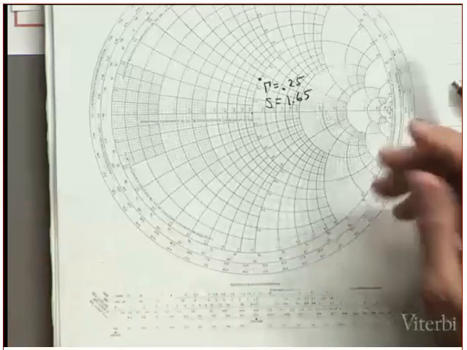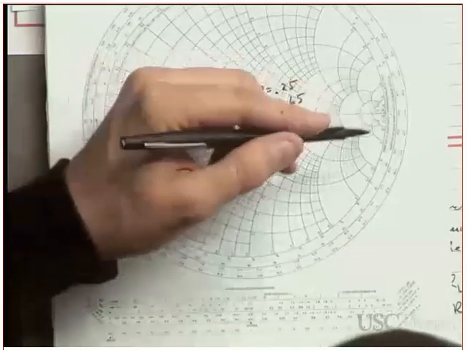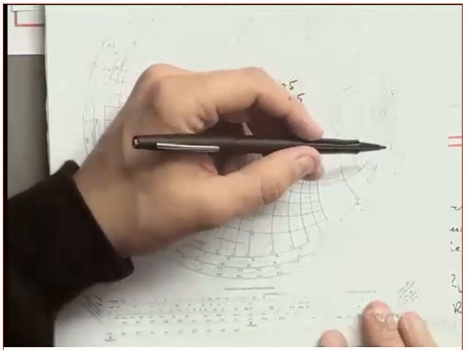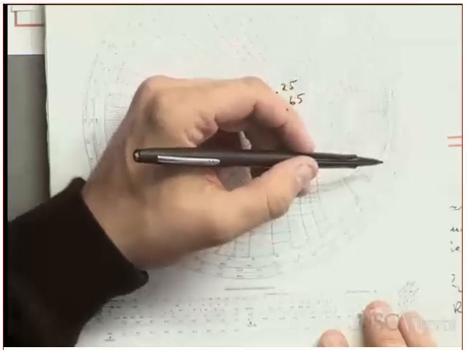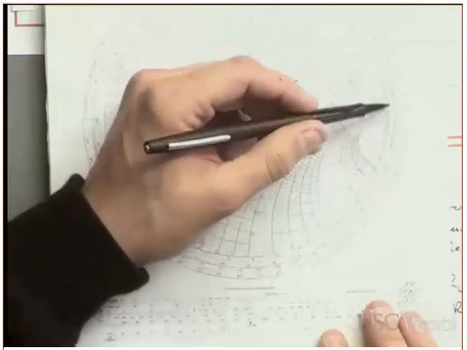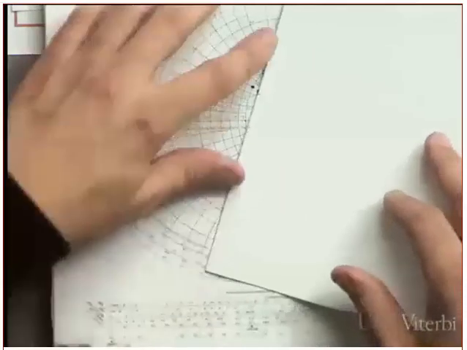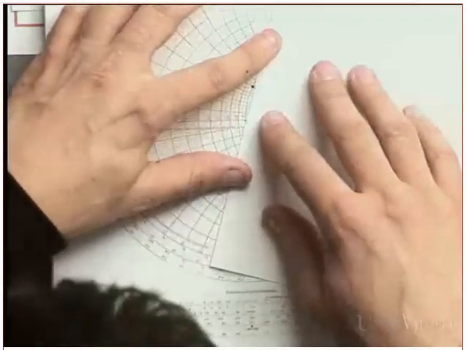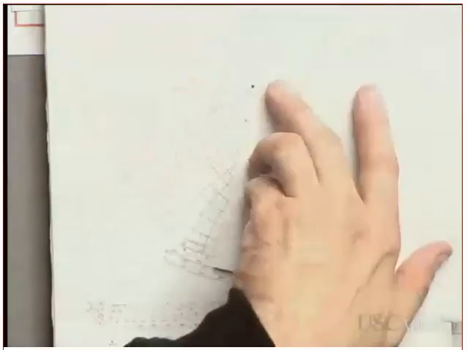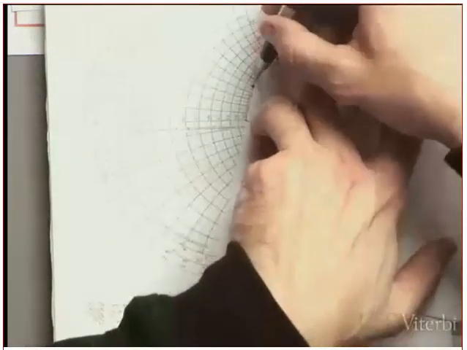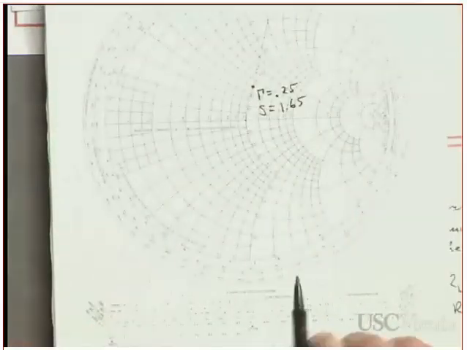So the thing that I don't have for gamma is the angle. Well, fortunately, that's on the chart too. You probably can't see it very well, but on these outer rings, there are markings. The inner one says angle of transmission coefficient in degrees. The next one out says angle of reflection coefficient in degrees. So the way that I find the angle for my reflection coefficient is I take this line that joins the center, the origin, and my point, and I just extend it out to that line over there.